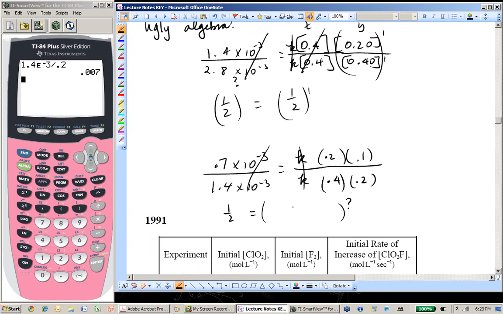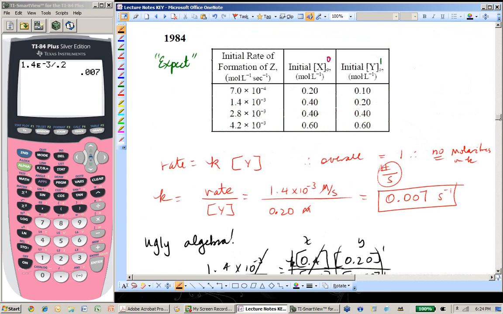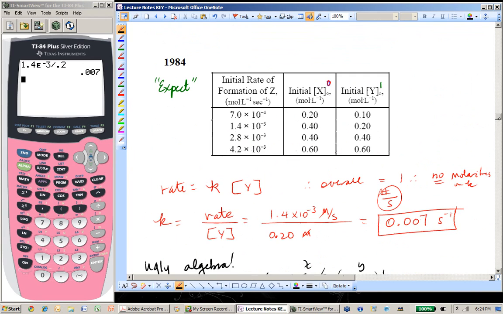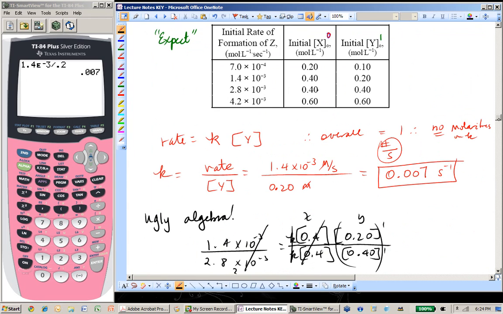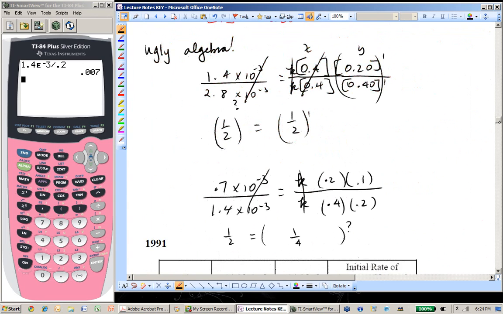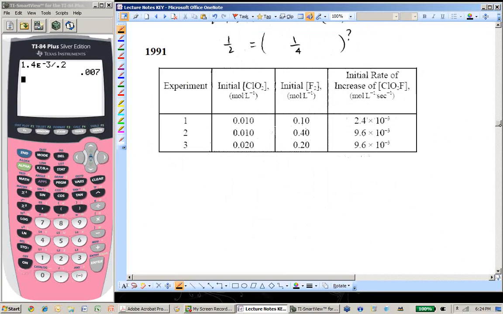So 0.2 times 0.1 is 0.02 over 0.2 times 0.4 is 0.08, lovingly known as 1/4. How is 1/4 ever going to equal 1/2? What exponent would you have to have? Not going to happen. So you can figure that out fairly easily. Again, I'm not so great with the algebra method. Try that again, make sure I did it right. But I'm more of a fan of the table logic method. For this very reason, I get lost.